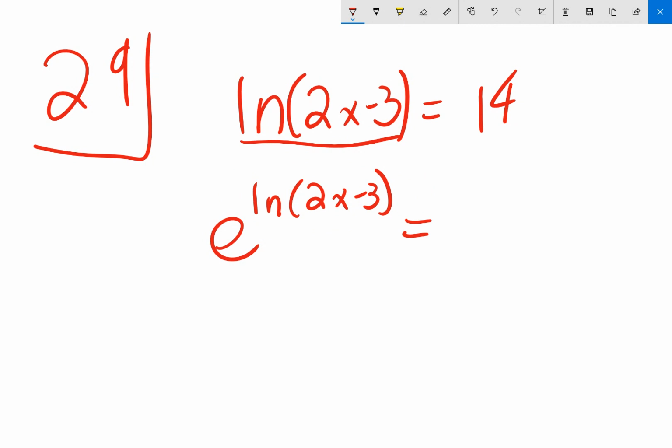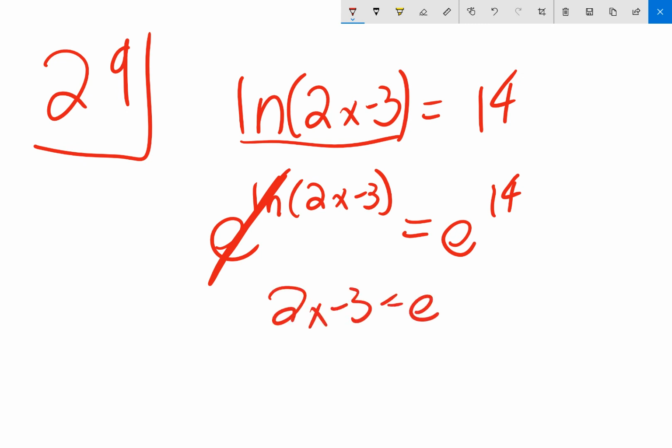If we do that to the left side, we have to do it to the right side as well. So the right side is going to be e to the 14th power. It's the same equation, but now it's got e as that base. And what happens is the e and natural log right here will just cancel out. So it's just going to be 2x minus 3 equals e to the 14th power. Now you just solve it like a regular equation. E to the 14th power is just a number. It's a really, really big number, but it's still a number at the end of the day.